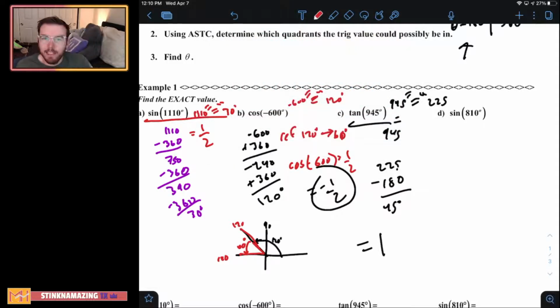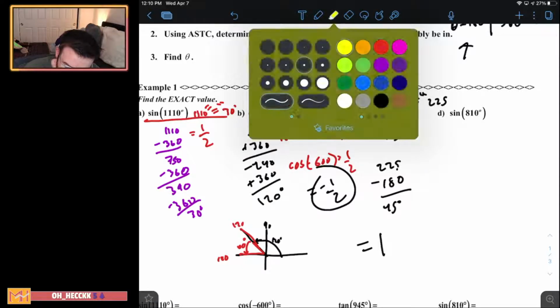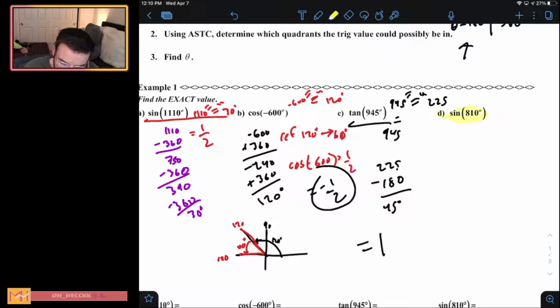Can I ask you to do this one? There will be some answers on screen here momentarily. Sine of 810. You want to find the coterminal angle for 810 and then find the reference angle. So some answers pop up on screen.